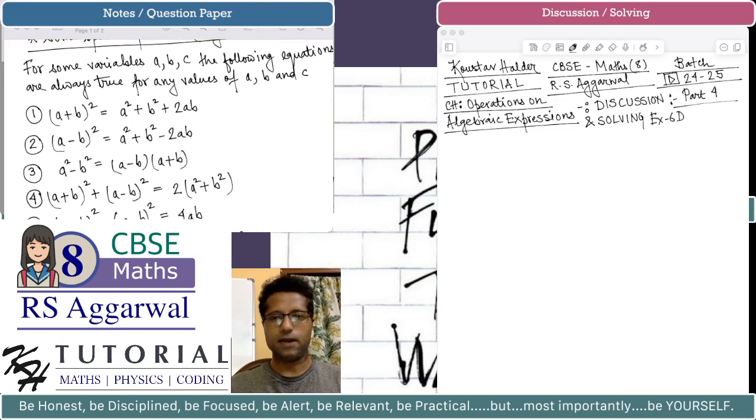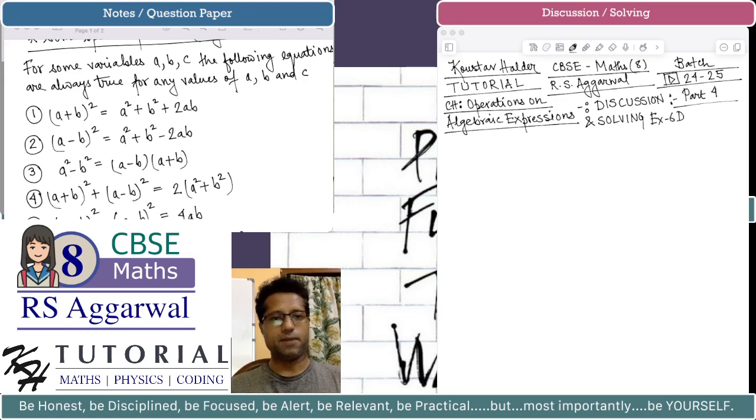Let me go through the identities. Now the first one is (a + b) whole square. You are already familiar with it. It is a square plus b square plus twice ab. Now in all these identities, a and b can be constants or they can be variables. I hope my quick notes is visible and the fonts are big enough so that you can see them properly.